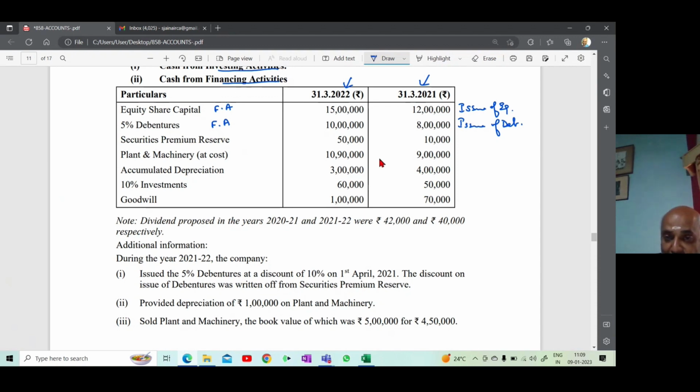Plant and machinery 9 lakhs and now it's become 10 lakh 90,000. We need to find out how much is the purchase of plant and machinery and how much is the sale of plant and machinery during the particular period. Accumulated depreciation account is given. Investments, 10% investments. Last year 50 and now it is 60. That means we have purchased investments worth rupees 10,000. So remember, all these items will come under investing activity because these are all assets.